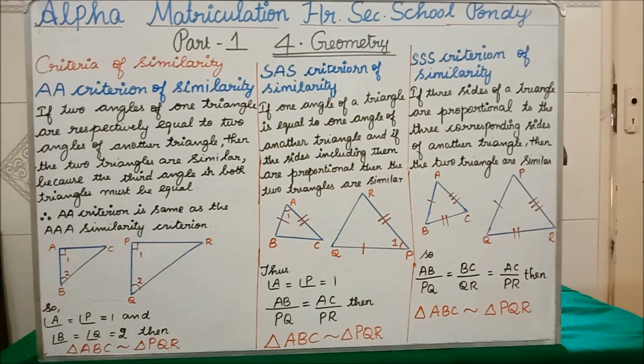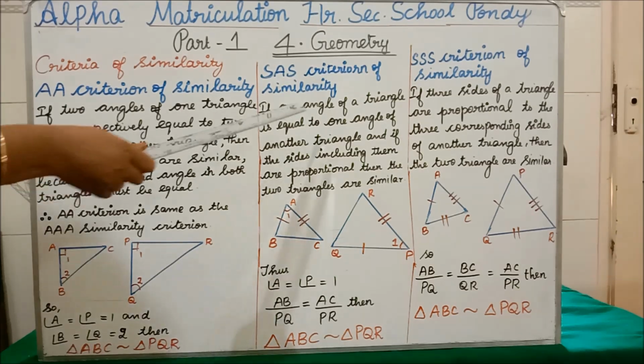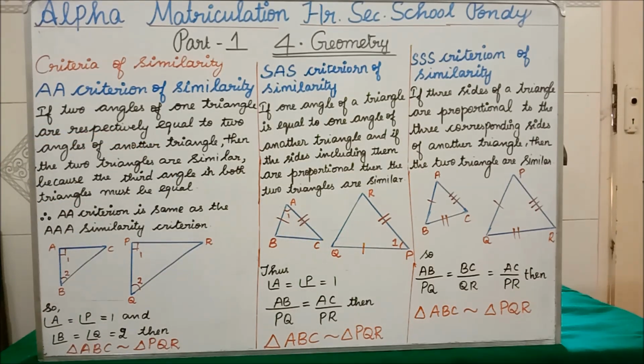Next we are going to see about the SAS criterion of similarity. SAS criterion of similarity means side angle side criterion. Okay, in this they are saying that one angle of a triangle is equal to one angle of another triangle, and if the sides including them are proportional, then the two triangles are similar.